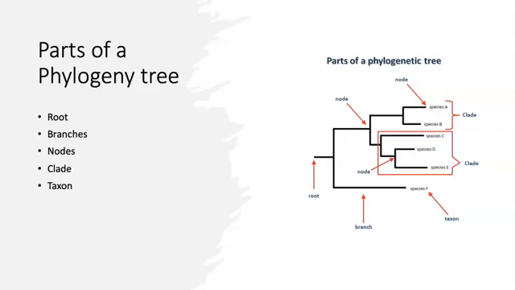Clades is a monophyletic group, which means it is a group composed of a common ancestor. A couple slides later, I have a couple examples just to really go in depth on what a clade is, because it gets pretty confusing. And a taxon is just the individual species.